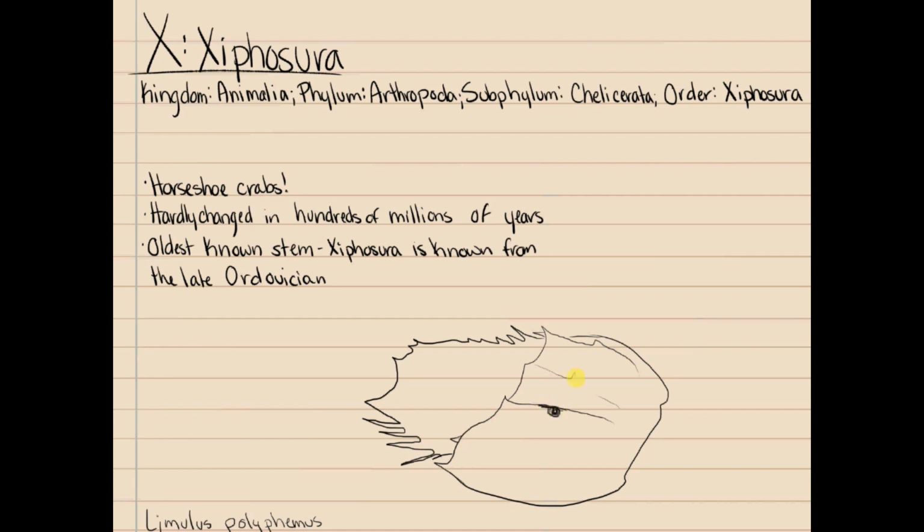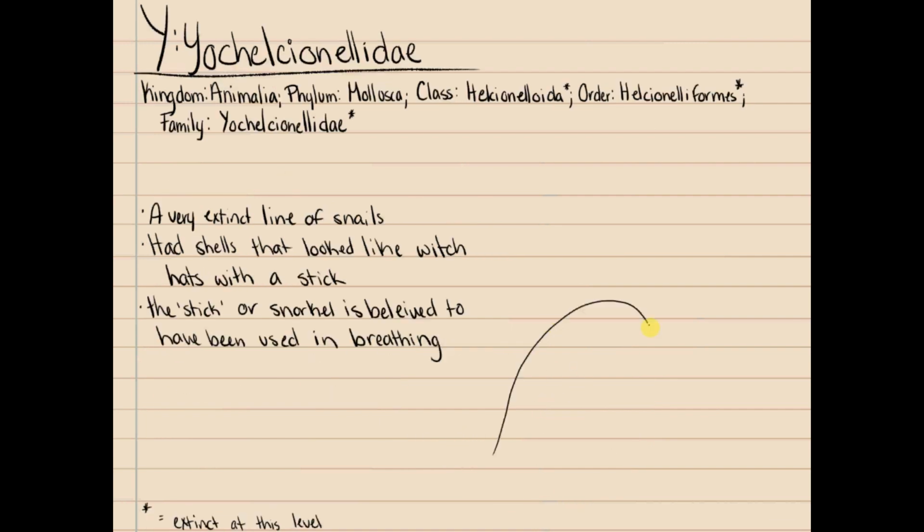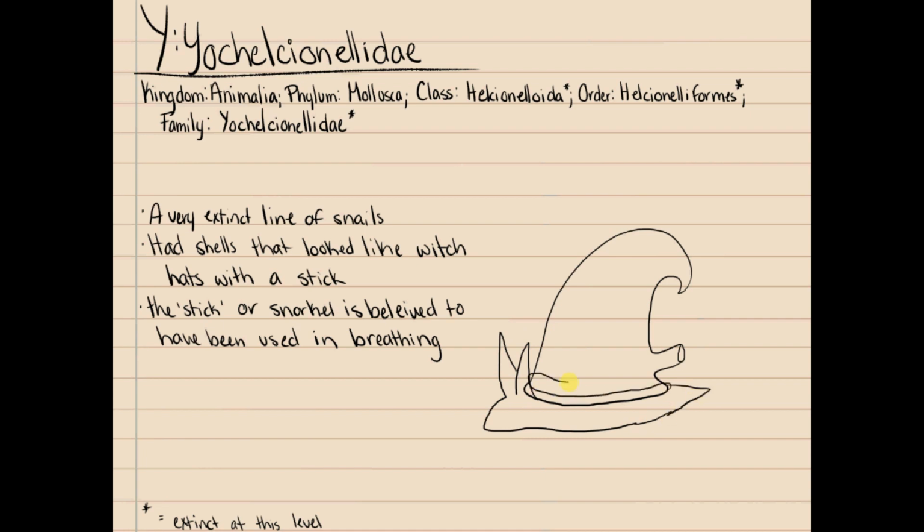X is for Xiphosura, which is most commonly known as horseshoe crabs. They've hardly changed in millions of years.